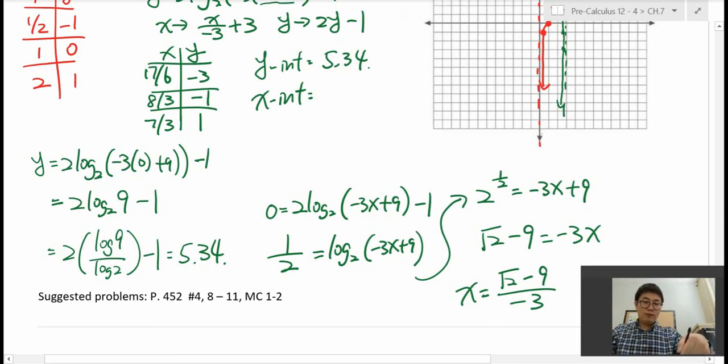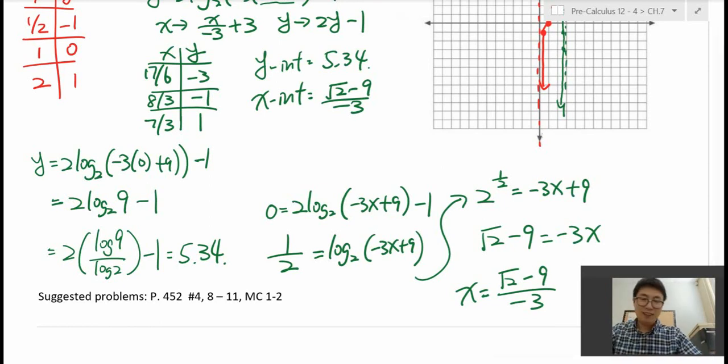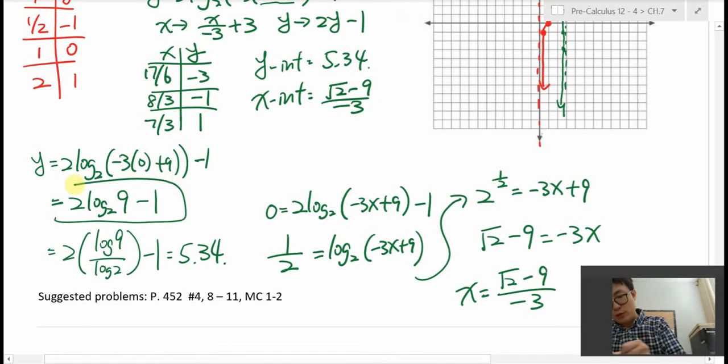You can leave your answer like this. I'm perfectly okay with that. Or if you really want to put it into a calculator, that's also fine. Either way, you can leave it like this too for your y-intercept if you want. I'm going to put it into a calculator just to show you what it is. Root 2 minus 9 divided by negative 3 is 2.53.